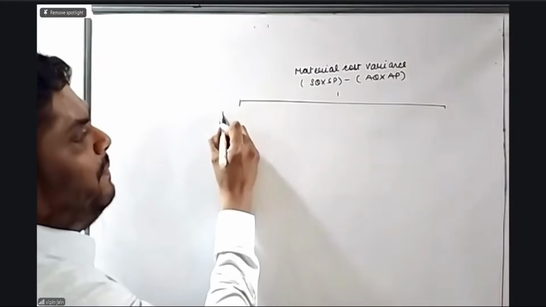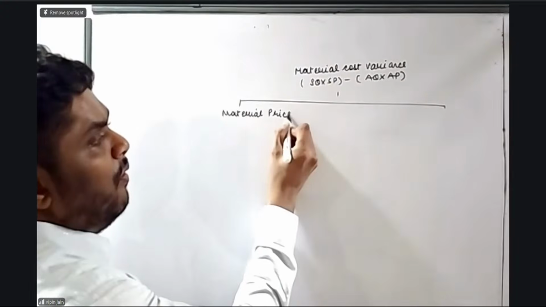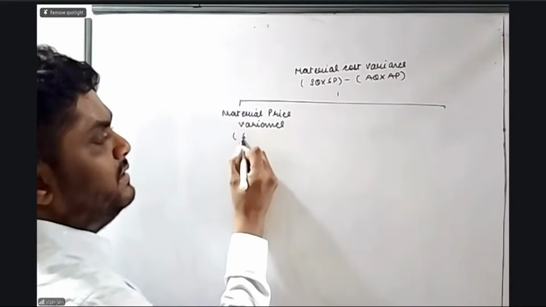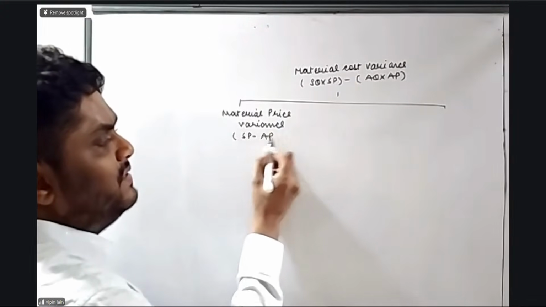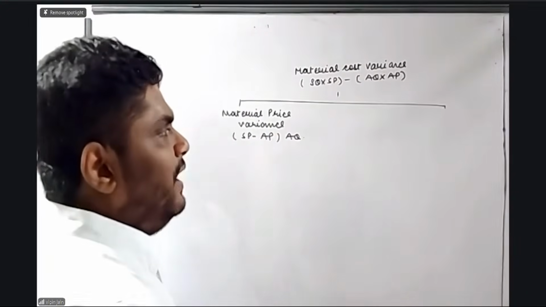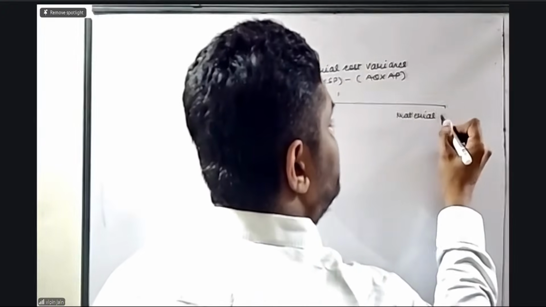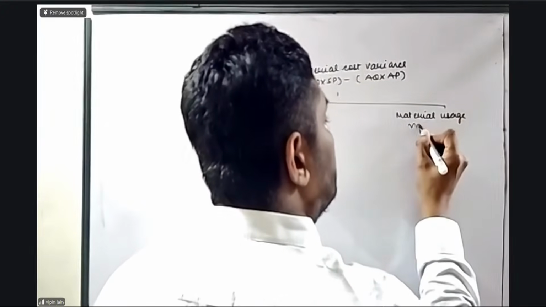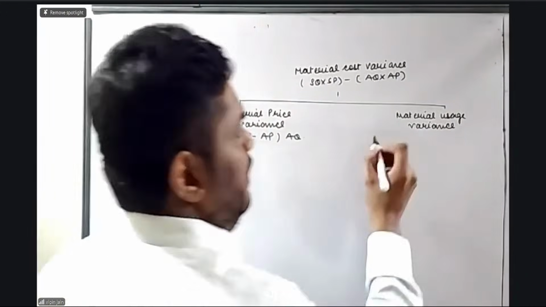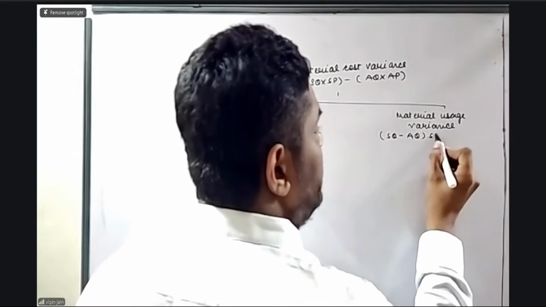When talking about material price variance, it is the difference in the price, so standard price minus actual price into actual quantity. Why this actual quantity? I have discussed this part in detail. Now next is material usage variance. It is standard quantity minus actual quantity into standard price.